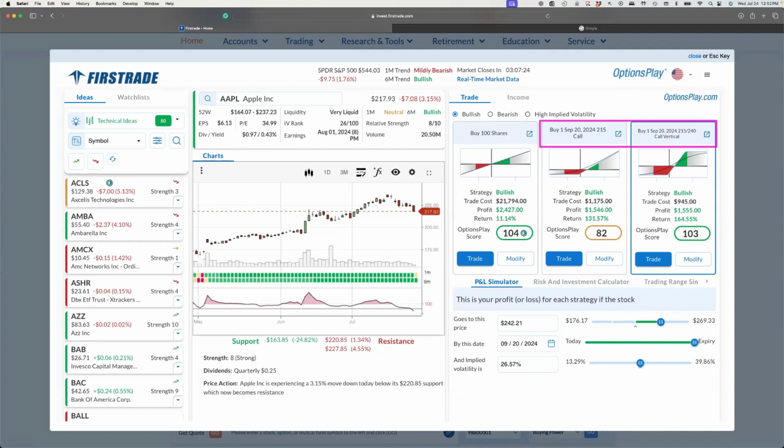It does it much faster than ChatGPT. So I wouldn't necessarily rely on ChatGPT to figure out what to trade or what strikes to trade or what strategy to trade, because that's what the Options Play tool is optimized specifically for, and it does it in under a couple of seconds.